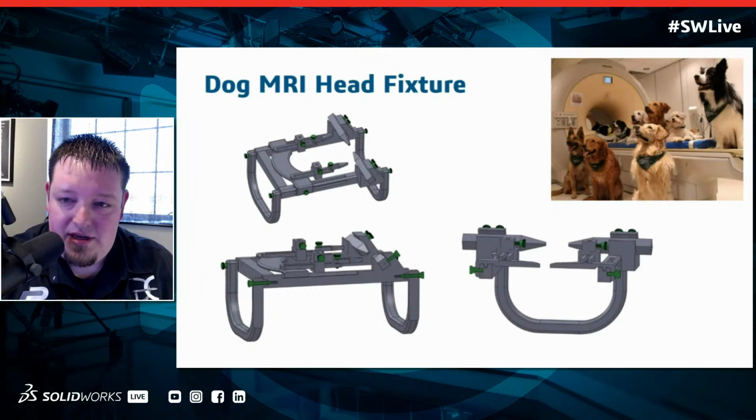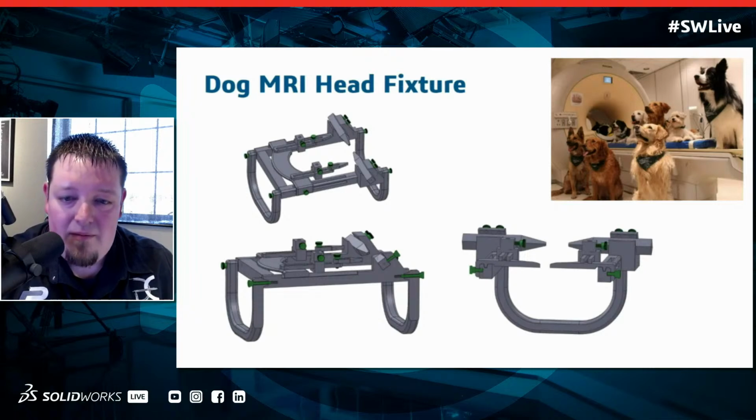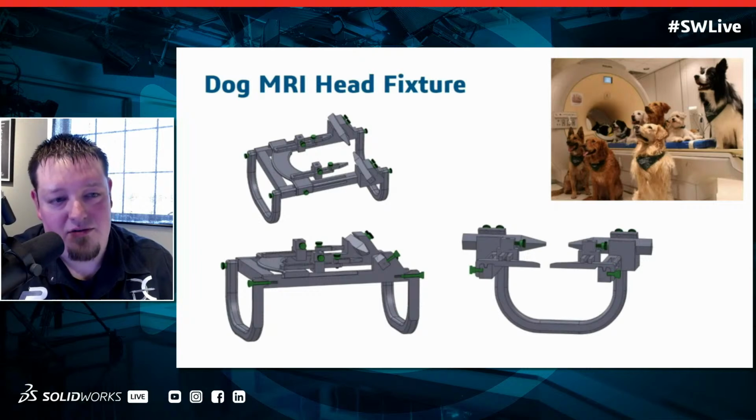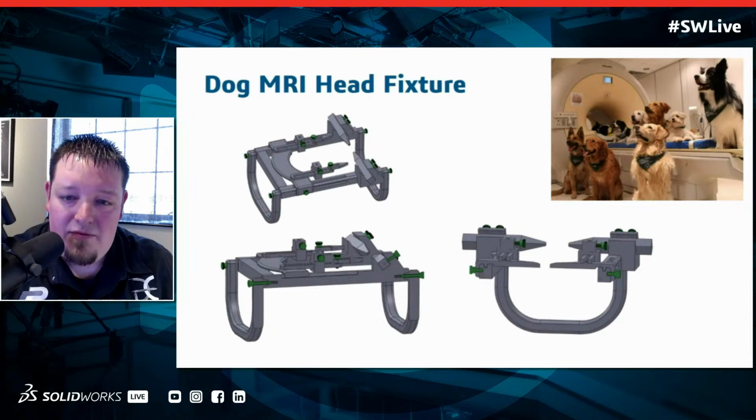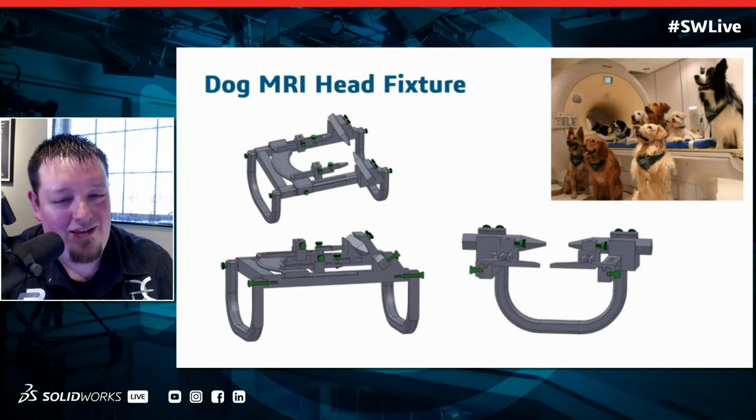So this MRI fixture is all plastic, all printed. It's a combination of FDM and MJF parts. And even the green fasteners that you see, those are all plastic thumb screws from McMaster. So there is not any metal in this at all. They can fixture the animal in this fixture and put them in the MRI machine. And if they have a little dream where they're chasing a rabbit, they're not going to throw off the MRI scan.